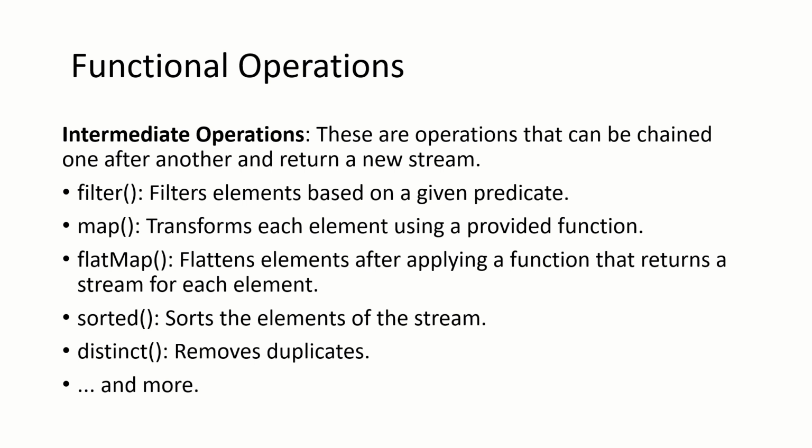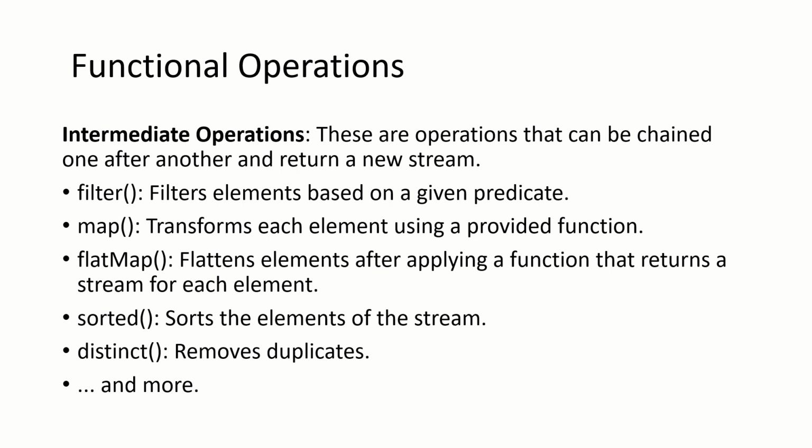So these operations can be chained one after another and return a new stream. Examples are filter, map, flatMap, sorted, and distinct. These are examples of intermediate operations. They work on the stream and produce a stream. They take input from the stream and then produce a stream. Now let me tell you one by one about the filter, map, flatMap, sorted, and distinct methods.